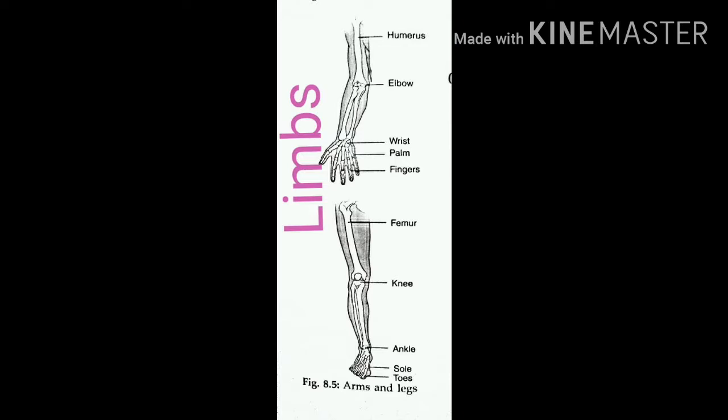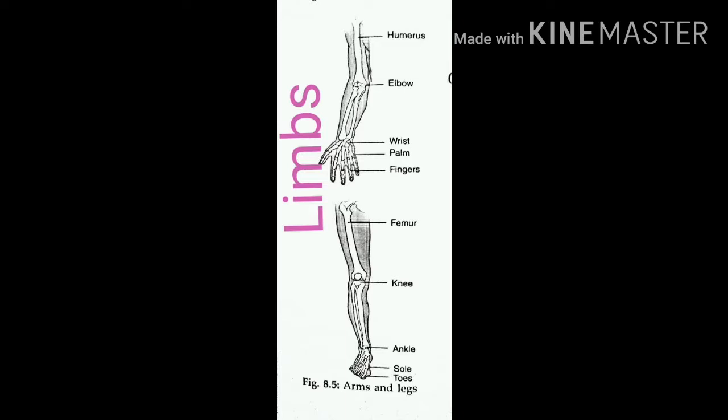Each arm and each leg has 30 bones. That means both the arms together have 60 bones and both the legs together have 60 bones.